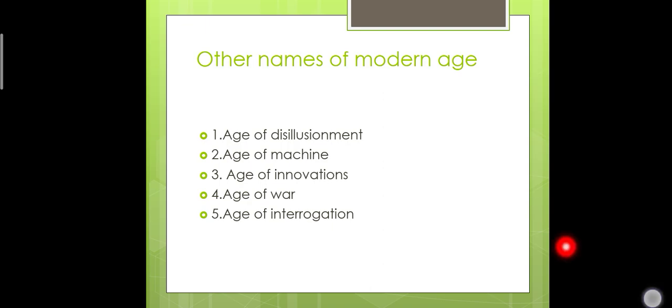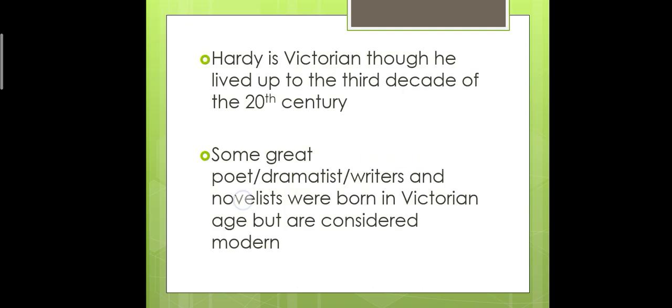Some other names of modern age are age of disillusionment, age of machine, age of innovations, age of war, age of interrogation, and the last one, the sixth one, which I haven't mentioned here, that is the age of disintegration. These are the other names of modern age.